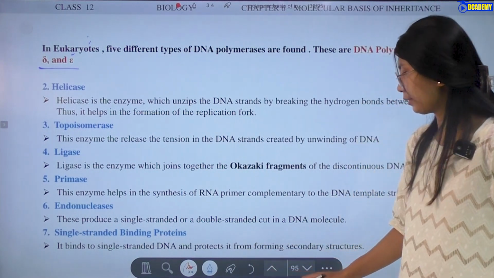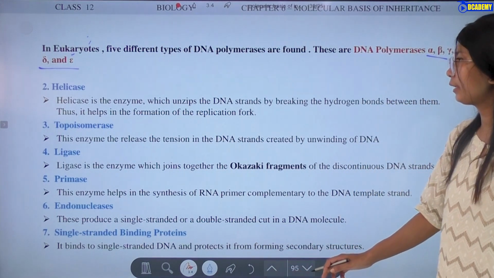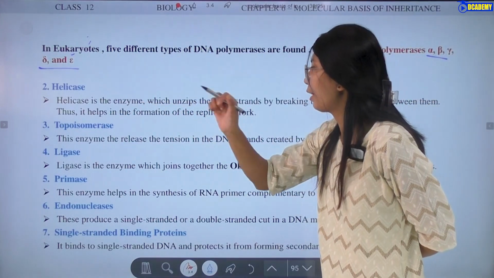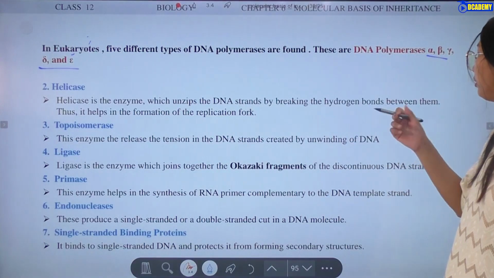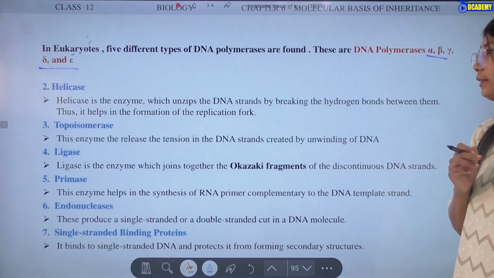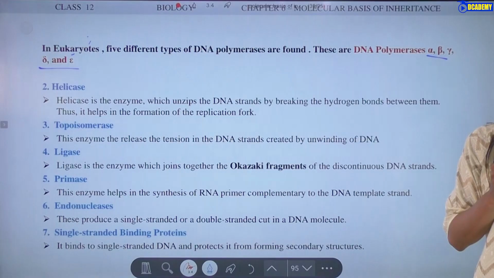Number 2, the helicase. Helicase is the enzyme that unzips the DNA strand by breaking the hydrogen bonds between them. Thus, it helps in the formation of replication fork.